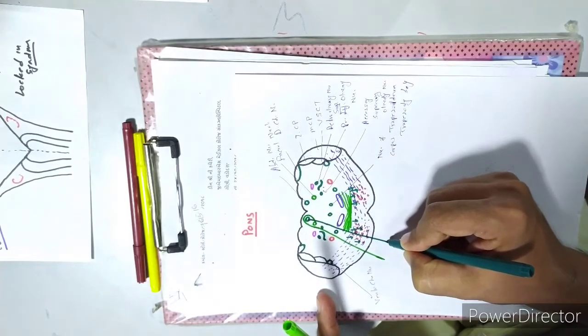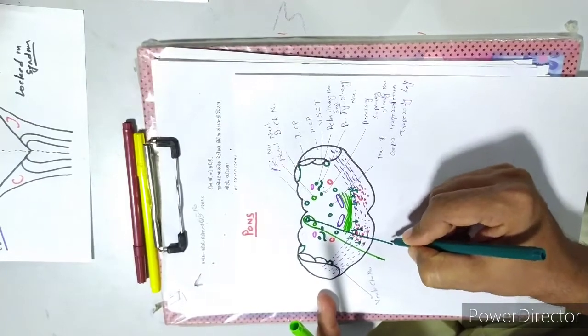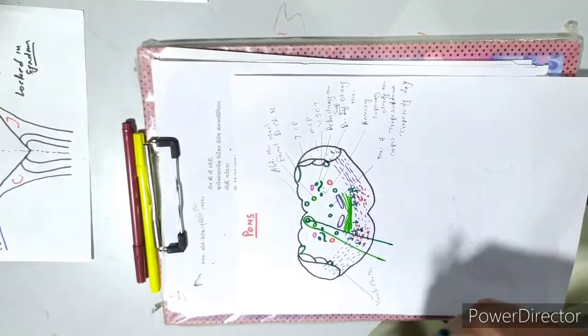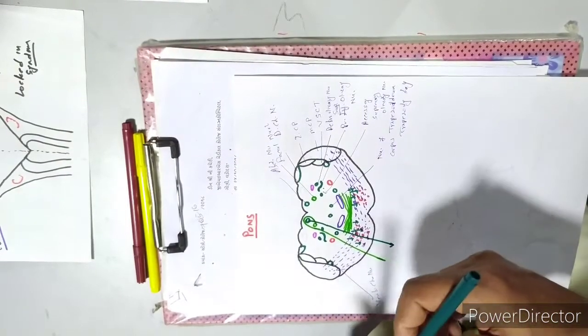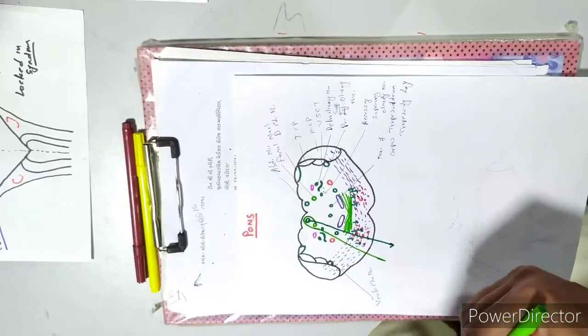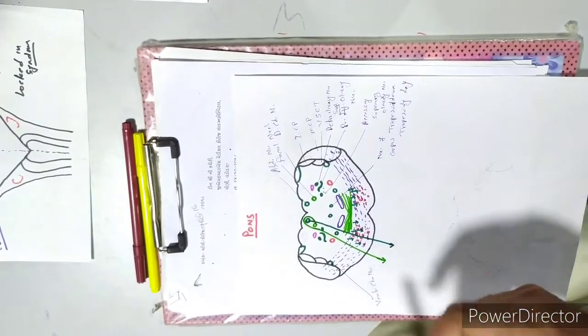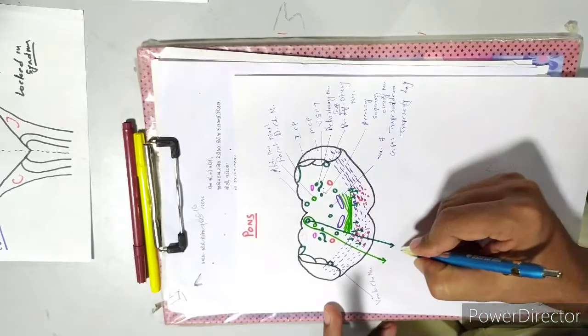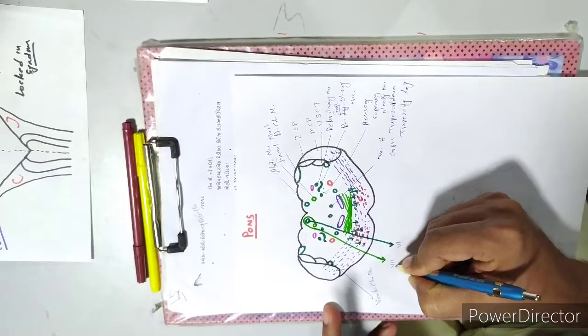Here are the fibers of the abducens nerve. The abducens nerve comes out at the junction of the pons and the medulla, while the facial nerve comes out at the junction of the pons and the olive, in the region of the olive here. Clear? So this is the sixth nerve and this is the seventh nerve.